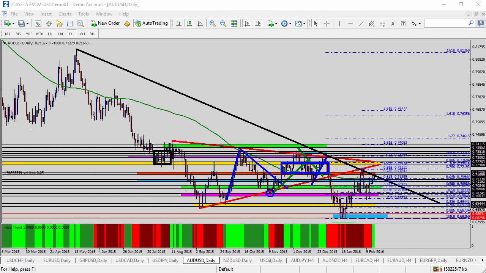In today's video analysis, we're going to be looking at the AUDUSD, the Australian versus the US dollar. We're going to start here on the daily time frame. We can see that in the long term, this currency pair has been in a downtrend. We go all the way back to the beginning of 2015.